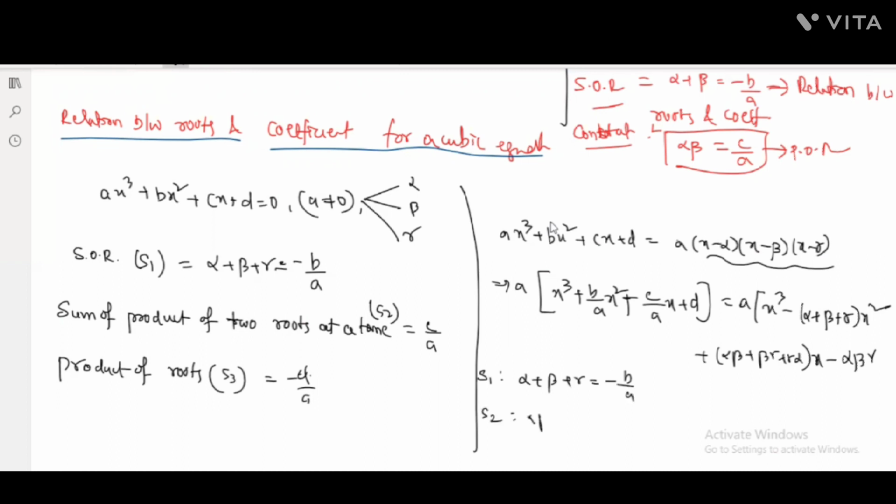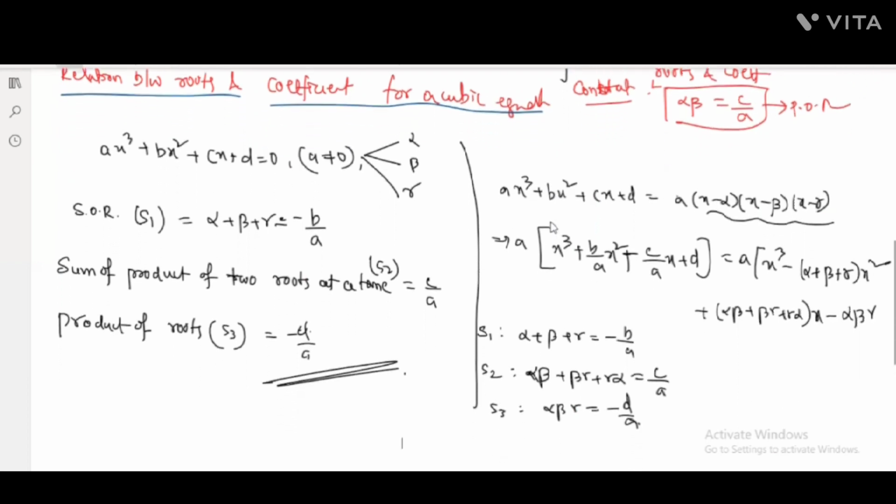S2 you will get alpha beta plus beta gamma plus gamma alpha is equal to c by a. So alpha beta gamma you will get minus d by a. So this is the way how we will get the relation here between the roots and coefficients.